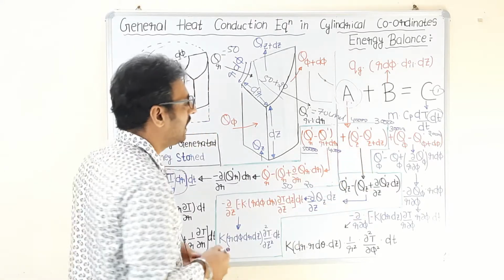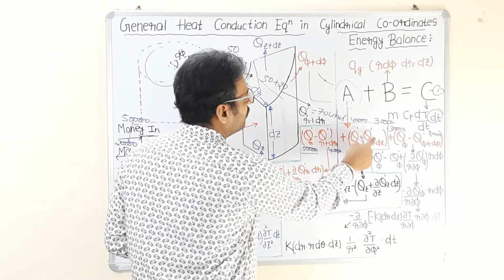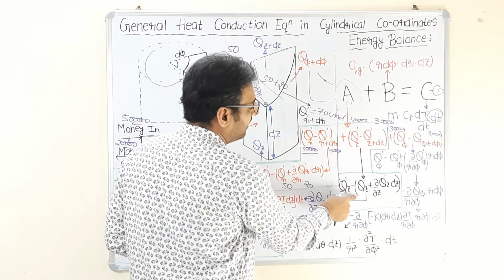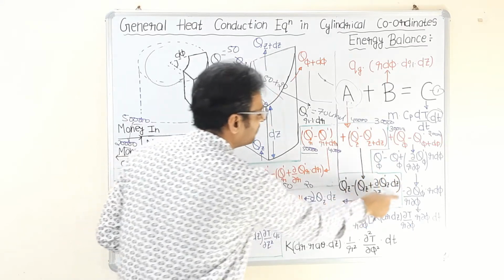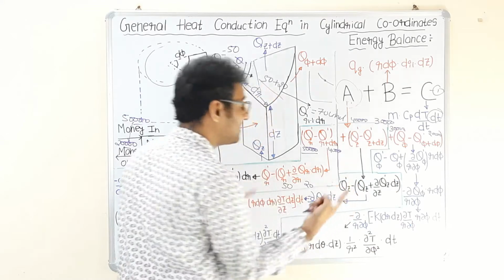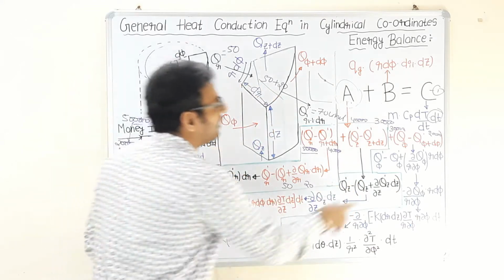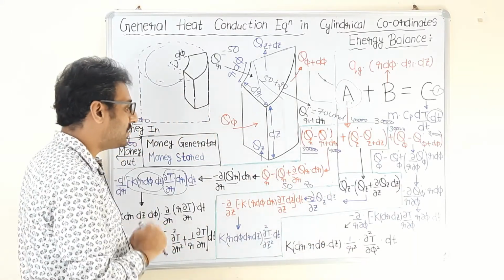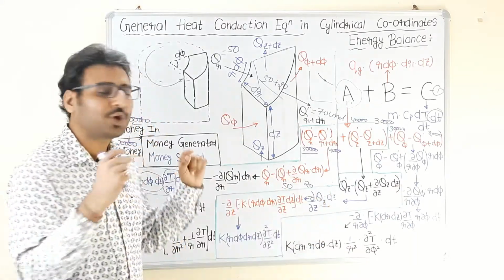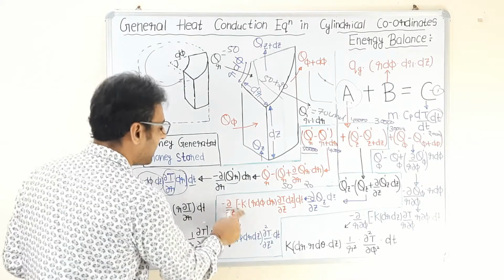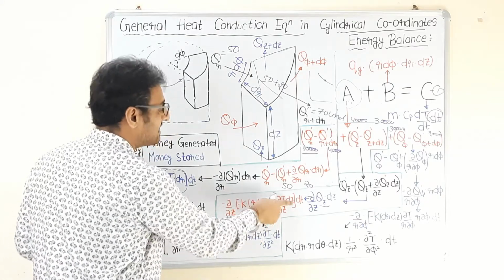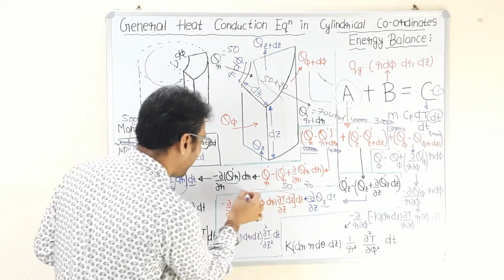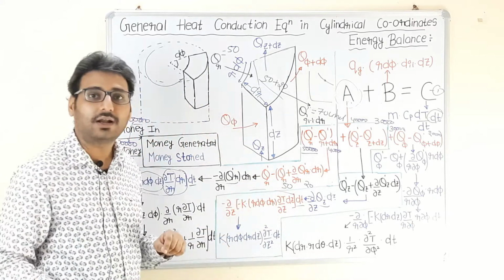Z direction, we will calculate the value like this. Same principle, Taylor series expansion: Q_z+dz can be written like this. From Taylor series expansion, Q_z and Q_z will cancel each other. Now we are left with this term only. Now we will substitute the value of Q_z. Q_z is given as minus K A del T upon del z dz, and this is heat transfer rate and this is the total time interval.